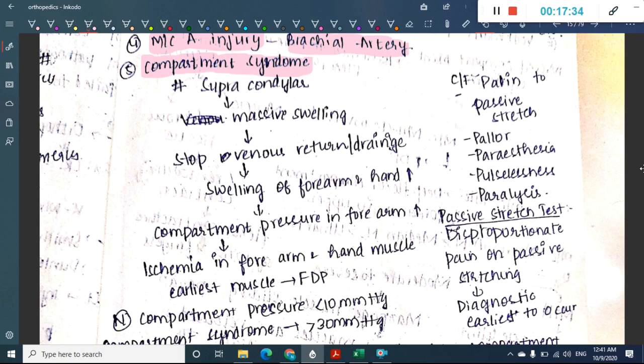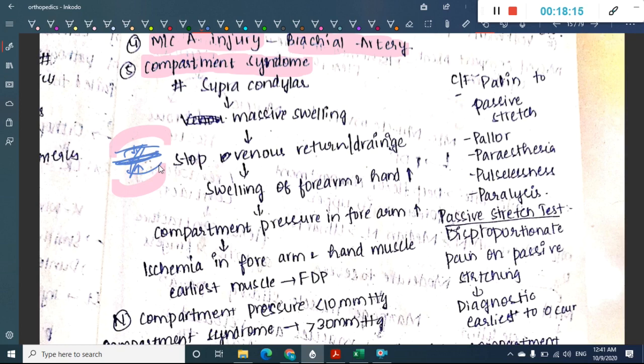Because of this swelling which occurs initially, the swelling will occlude the venous drainage, and as a result, venous drainage is stopped. Now, if venous drainage is stopped, there is no drainage of blood, but still blood is coming in from the arteries, right? Because of that, there is increased swelling of the forearm and hand, and slowly the pressure between the muscle layers also increases because of accumulation of fluid.